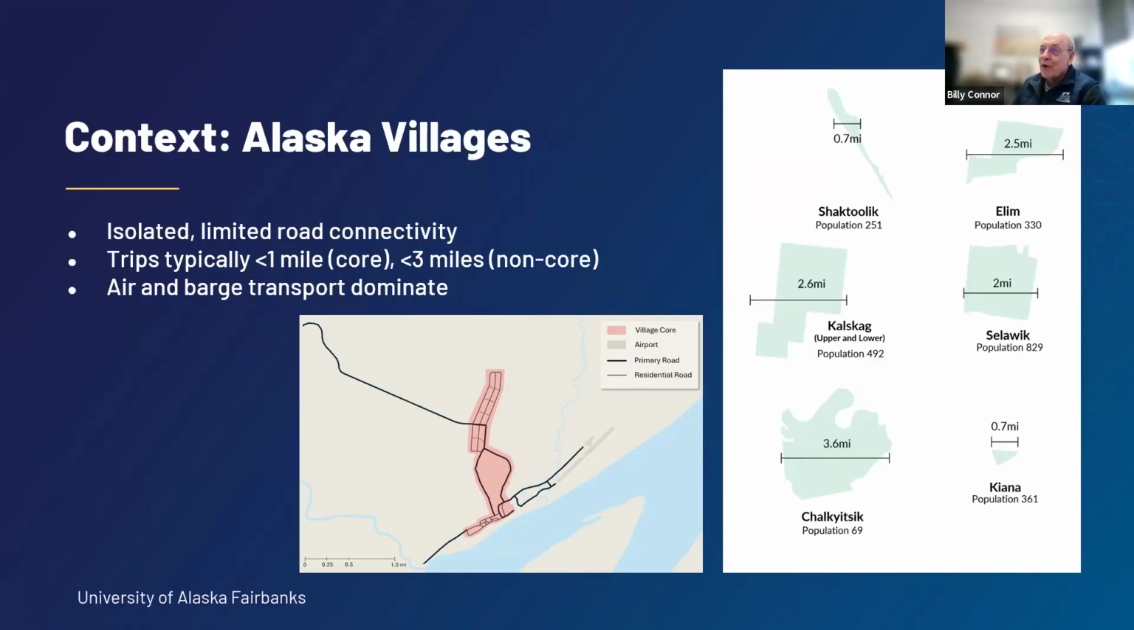Your roads are typically isolated. You're not connected to a major highway network. Your connection to the outside world is usually to the airport. Trips are typically less than a mile, and as such, we don't really need high-speed roads for that. If it's a non-core road, we'll get into those definitions in a moment, usually out to the airport or a landfill or something like that, typically less than 3 miles. Air transport and barge transport for getting goods and people and services in and out of the community are typically the predominant modes of transportation. Next.